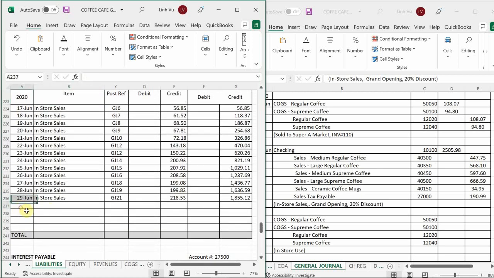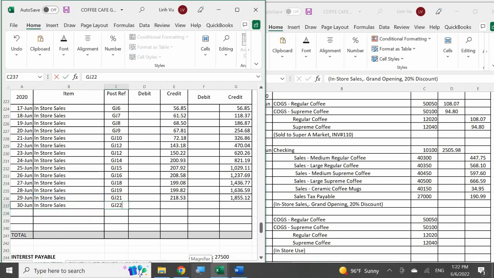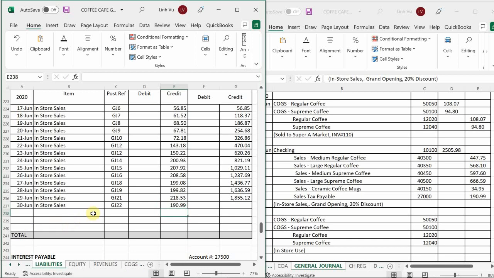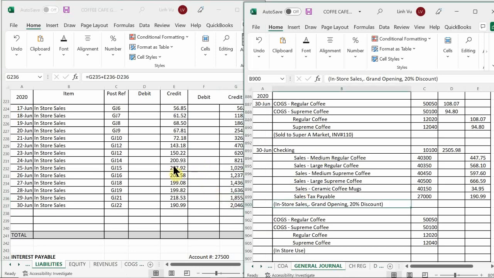Okay, and last but not least, we also have some sales tax that we must collect. So here we go for in-store sales. We collected a grand total of $190.99, giving us a grand total of sales tax collected so far of $2,046.11. Okay? So there we go. We went from our journal to our ledger.